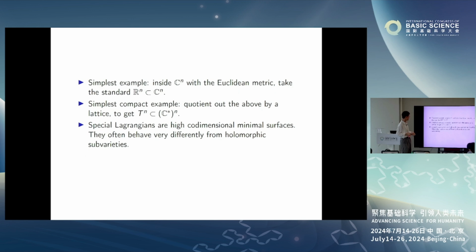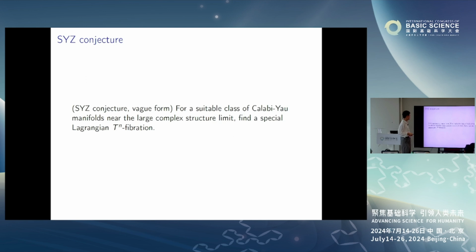So the SYZ conjecture is about the existence question of special Lagrangians in certain contexts. Okay, so here is the SYZ, Strominger-Yau-Zaslow, conjecture in a vague form. The original paper is written in a physics type style, which means that to make rigorous sense of it, you need to make some interpretation. So the vague form of the conjecture is that for a suitable class of Calabi-Yau manifolds, in a certain limit called large complex structure limit, so later I will give you some example of what this can look like, you want to find a special Lagrangian torus fibration.